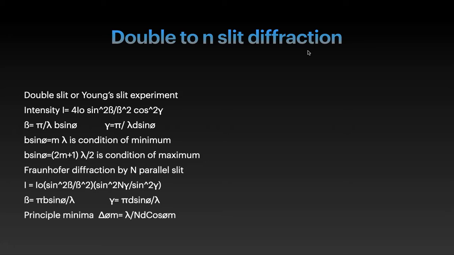Double to n slit diffraction. Why only Fraunhofer, not Fresnel diffraction? There, the double slit or Young slit experiment has intensity I is 4 I naught sine square beta by beta square cos square gamma, where beta is pi by lambda b sine phi, gamma is pi by lambda d sine phi.